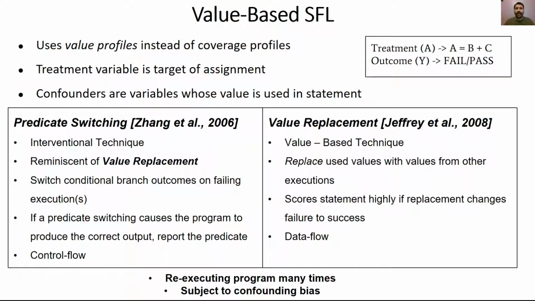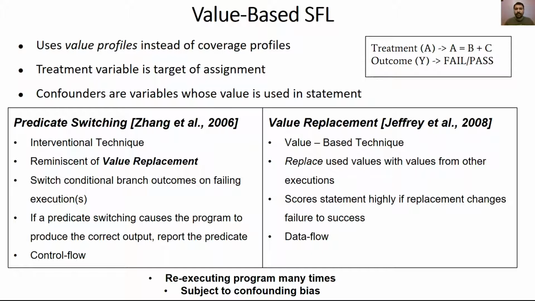An example of the value-based techniques is the value replacement technique, which replaces the values used in a statement during one execution with values from another execution. The statement receives a high suspiciousness score if the replacement of values at that statement tends to change failures into successes. Predicate switching is an interventional technique that is reminiscent of value replacement technique. Predicate switching forcefully alters the output of a branch condition in a failing run until the switching produces the correct output, then reports the predicate as a critical predicate.